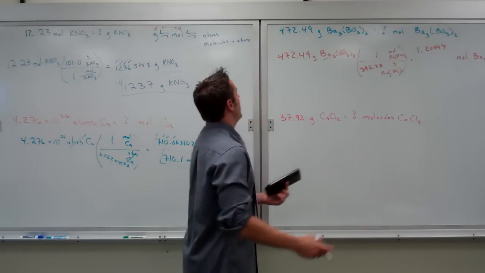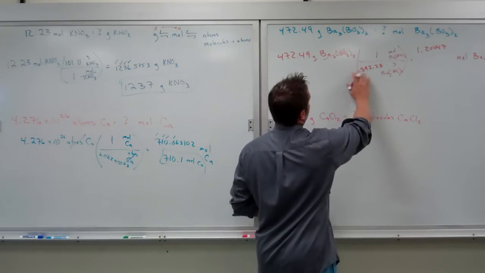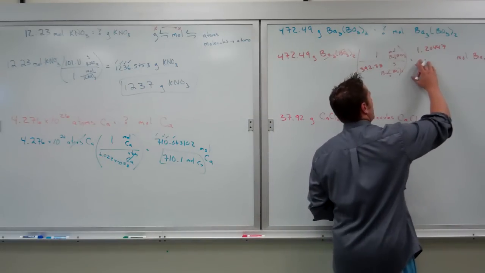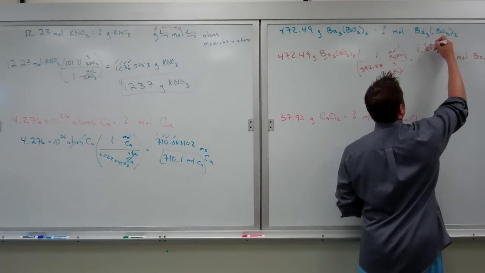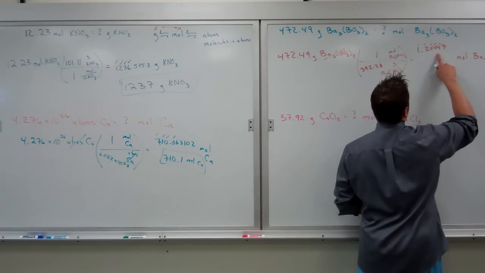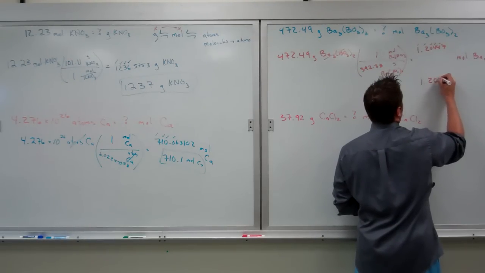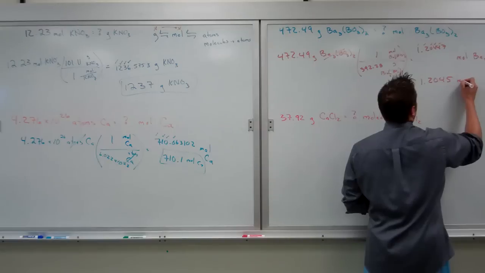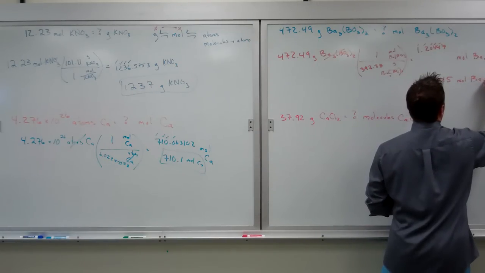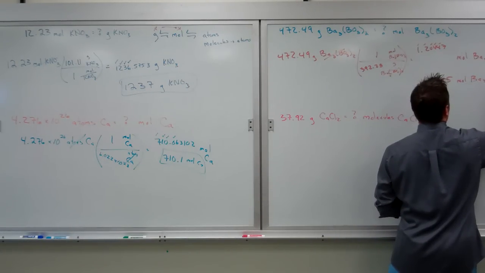And last but not least, we take care of our sig figs. 5 here, 5 here. It means I get 5 in my number, so yes, yes, yes, yes, yes. There's my 5. 7 will round the 4 up, so the final answer, 1.2045 mole Ba3(BO3)2.